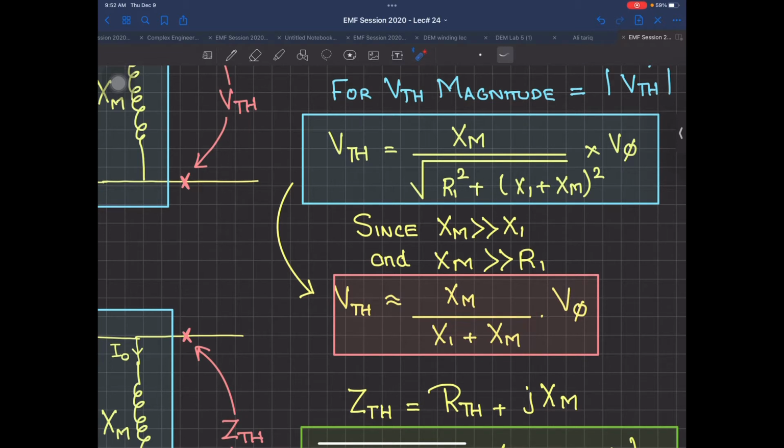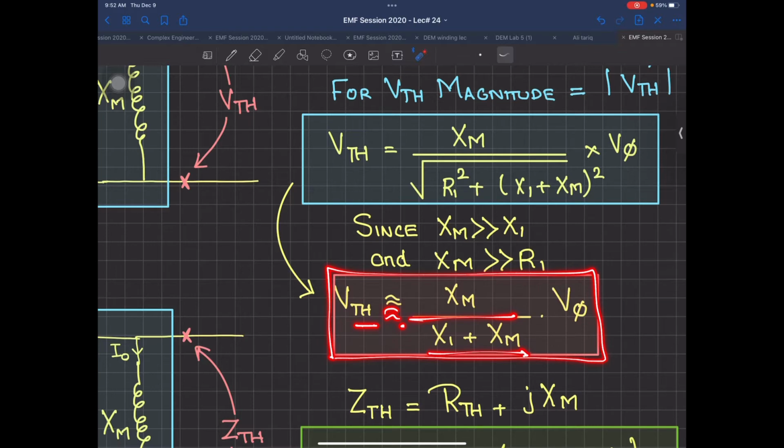The next approximation, if you see over there, is that now X1 plus XM is squared, so the square and the square root will be cancelled, because R1 is already gone. So I will have now just XM divided by X1 plus XM. So there is a simplification of my V Thevenin over here: V Thevenin is approximately equal to XM divided by X1 plus XM.